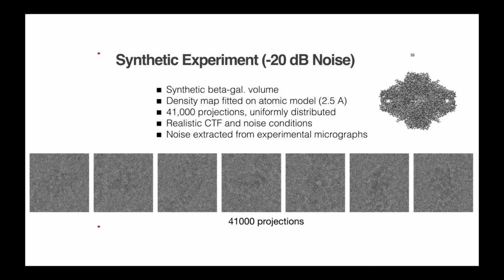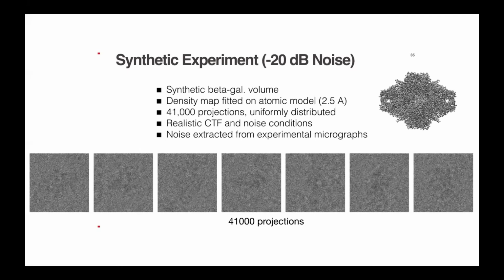We created a synthetic experiment where the level of noise was minus 20 dB, which was similar to the real world scenario. We used a synthetic beta-galactosidase volume, and we fitted an atomic model of 2.5 angstrom on it. We created a density map from the atomic model at 2.5 angstrom, and we took 41,000 projections of it using uniform distribution of the angles. We took realistic CTF noise conditions, and the noise that we added was extracted from the experimental micrograph of the same protein.